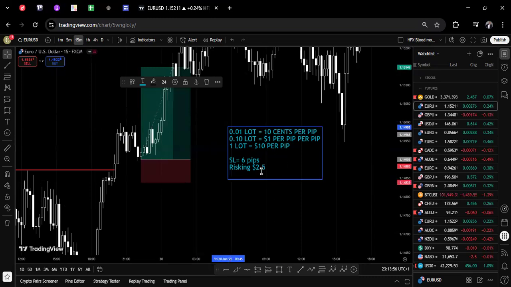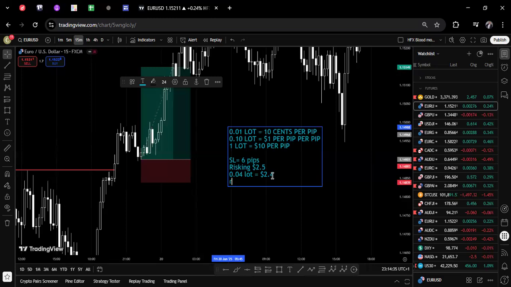0.01 is already 60 cents. 0.02 is already $1.20. 0.04 is already $2.40. So the best thing you can enter that trade with is 0.04 lots, which in general will equal you risking $2.4, right? It's still good. You are risking $2.4 to make a reward.